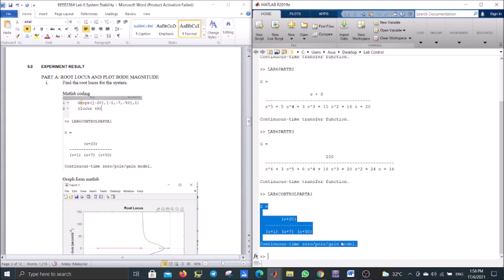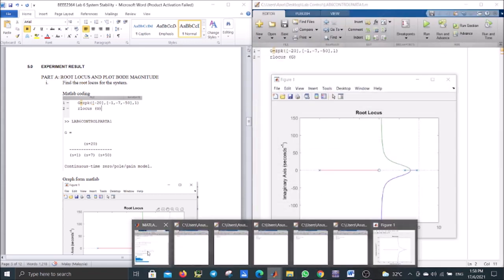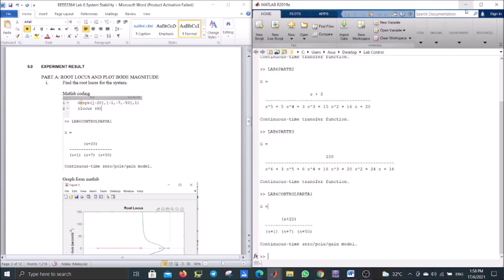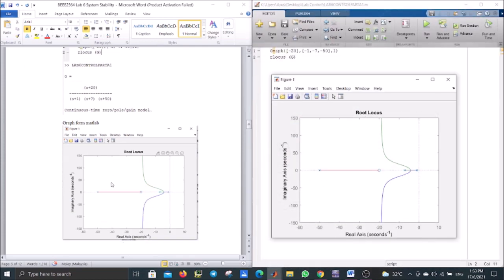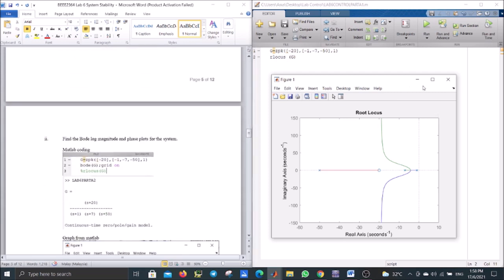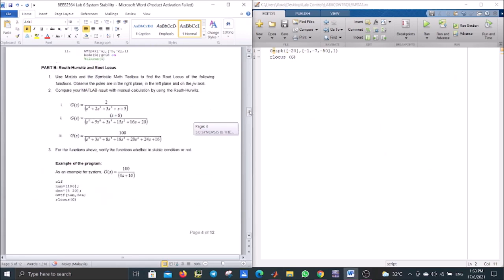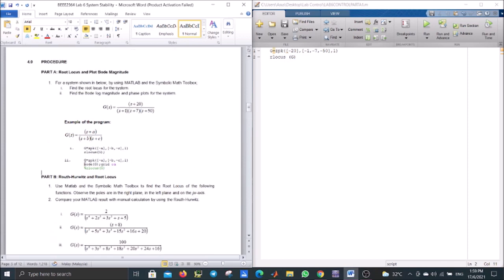Continuous-time zero-pole-gain model. And this is the graph. As you can see, I have done the results. I have pasted the result of the graph in the lab report. And for the second one, as I said before, the code for MATLAB is already given in the lab sheet, so it is the same as this, and then you need to add in between bode and grid on.